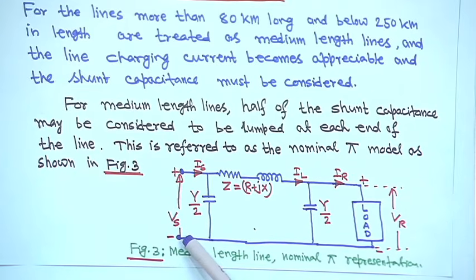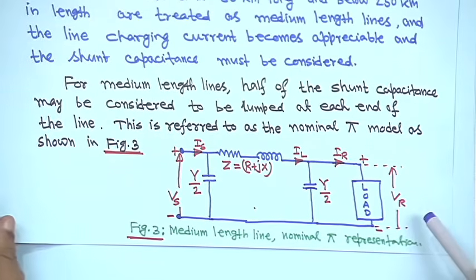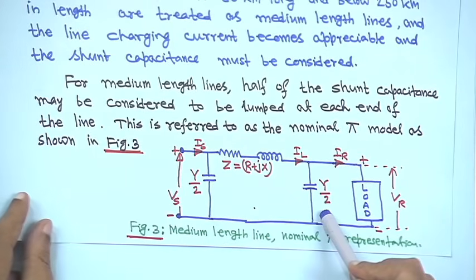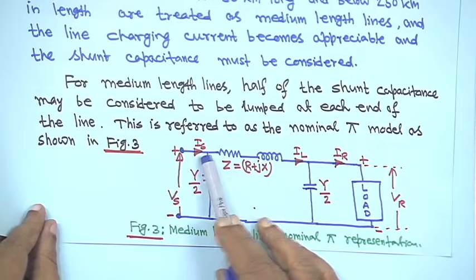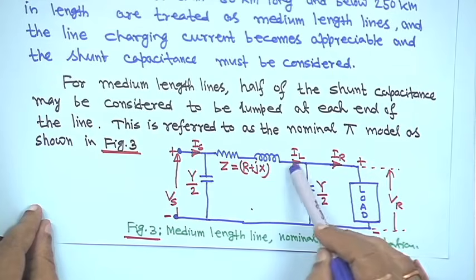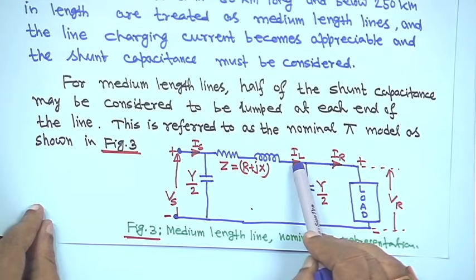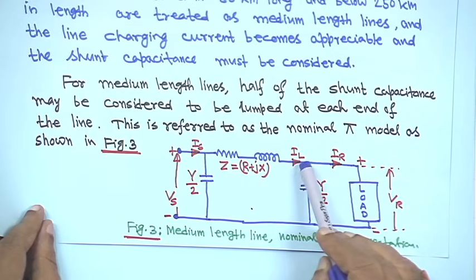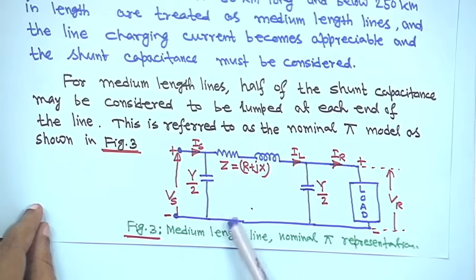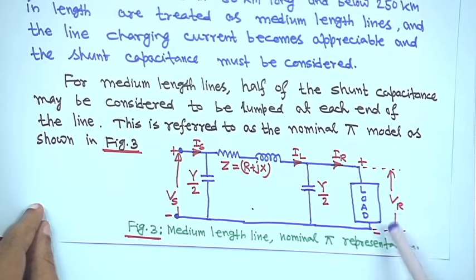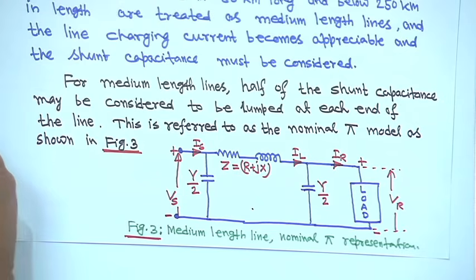The sending end voltage is Vs, the receiving end voltage is Vr, and this is the sending end current Is, right. Here Ic1, Ic2 are not shown. The current through this is Is, this is IL, and then the receiving end current IR goes to the load. IL stands not for load but for line, and the receiving end current IR is actually the load current. The voltage across the load is Vr, right.